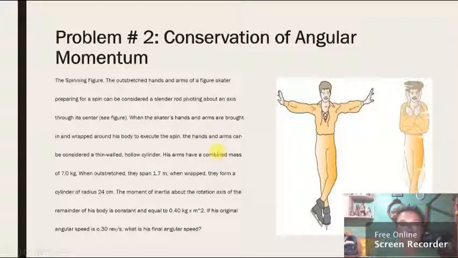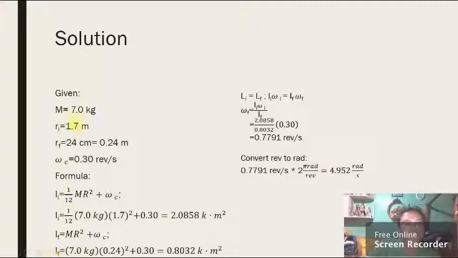His arms have a combined mass of 7.0 kg. When outstretched, they span 1.7 meters. When wrapped, they form a cylinder of radius 24 centimeters. The moment of inertia about the rotation axis of the remainder of his body is constant and equal to 0.40 kg meters squared. If his original angular speed is 0.30 rev per second, what is his final angular speed? So in this problem, we need to find the final angular speed. These are the givens in the problem.